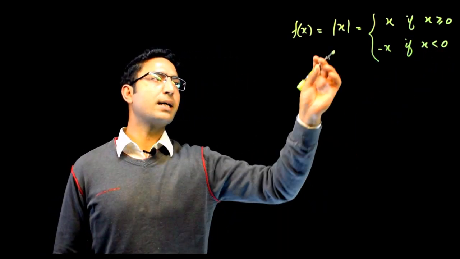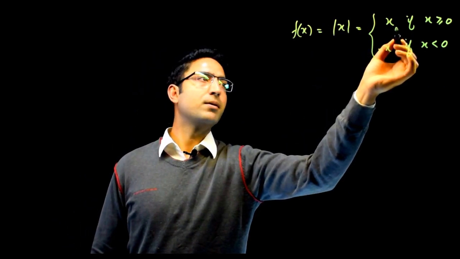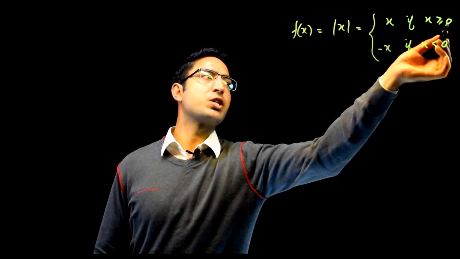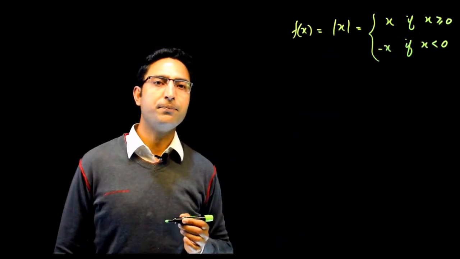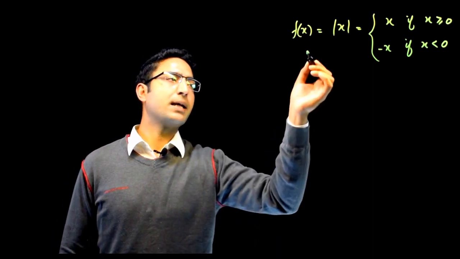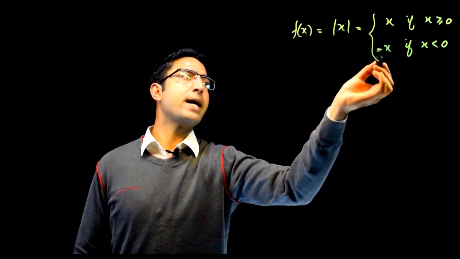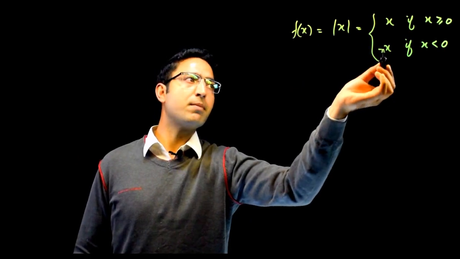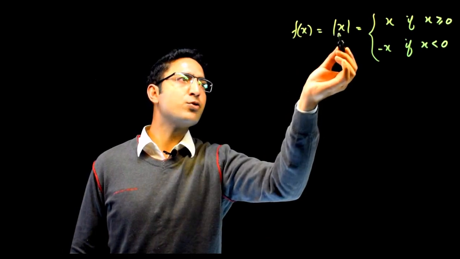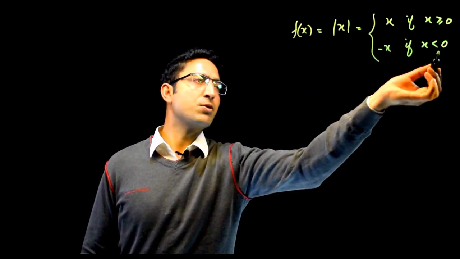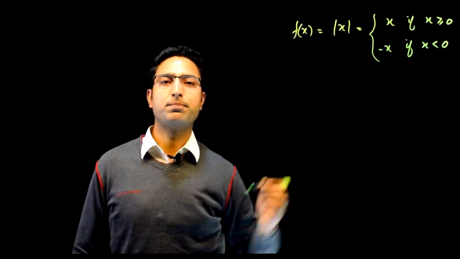That means whenever we plug in a positive number there, it will give a positive number because it's defined as x when x is greater or equal to 0. For example, we plug in 2, it's defined as 2 because 2 is greater or equal to 0. And whenever we plug in a number which is less than 0, then it is defined as minus times that. So minus times minus will make it positive again. For example, if we plug in minus 2 here, which is less than 0, then mod of minus 2 will be minus times minus 2, it will be plus 2.